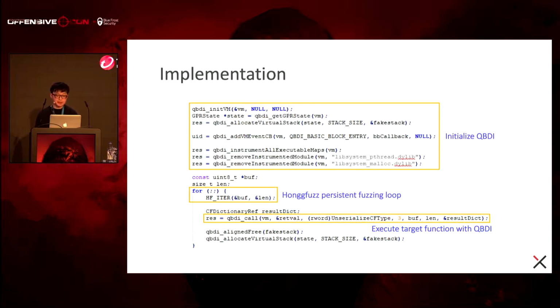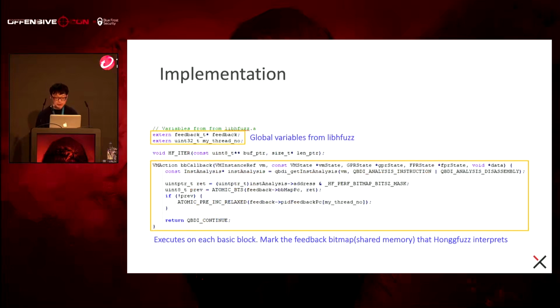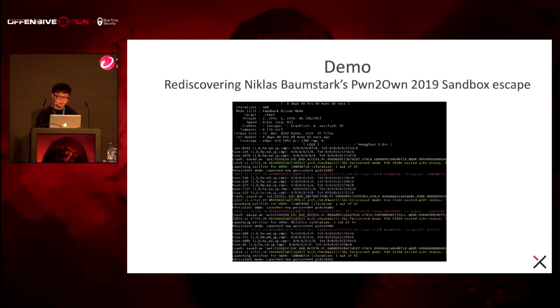The fuzzing input is provided by Honggfuzz by the HF_ITER macro. This is the function that will be called at the beginning of every basic block. Basically, the function just marks the feedback bitmap and simply returns. This feedback bitmap will be interpreted by Honggfuzz, which in turn drives the feedback-driven fuzzing engine.